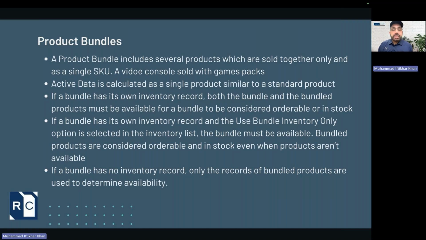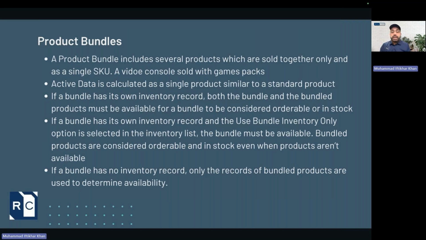Active data is calculated as a single product, similar to a standard product. Since this whole bundle is sellable as a whole, the customer cannot buy an individual product from the bundle. So the inventory record also belongs to the bundle ID, and there will be a one-to-one mapping between the inventory record and the bundle SKU.